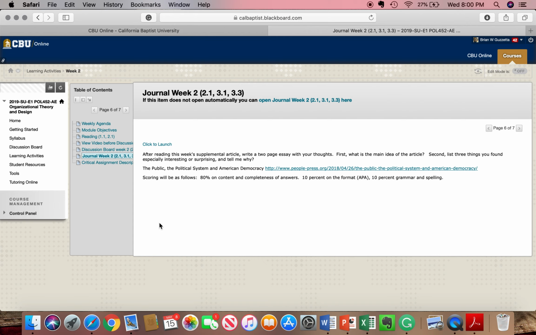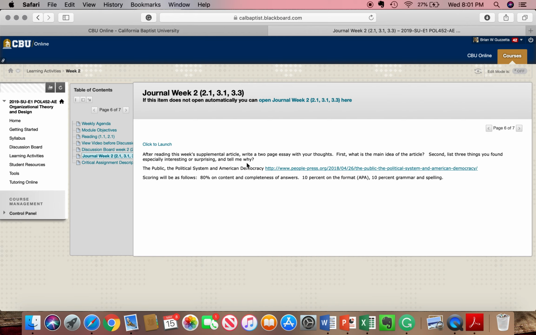So in our supplemental reading, The Public, the Political System, and the American Democracy, there's a short article that talks about, just to give you a quick idea, whether the design and the structure of our modern government is applicable, or does it need overhaul and change? So after reading this week's supplemental article, I want you to write a 2-page essay on your thoughts. First question, what is the main idea of the article, and second, list 3 things you found especially interesting or surprising, and tell me why.